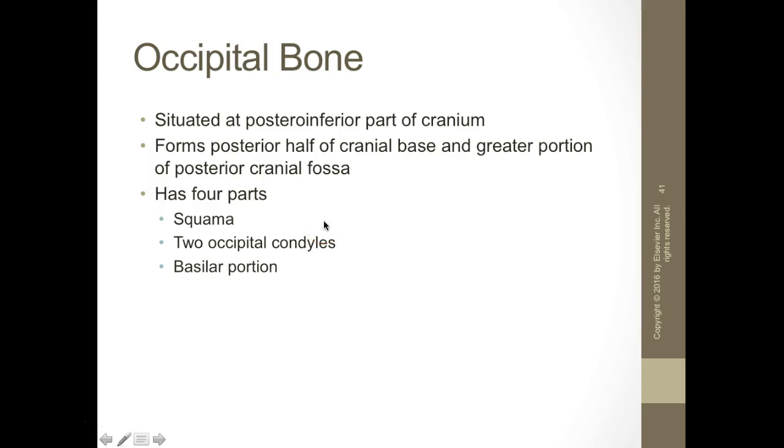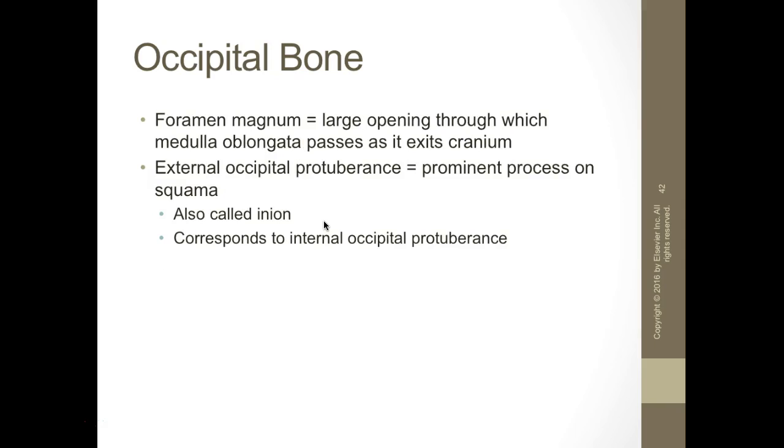So the occipital bone is situated at the posterior inferior part of the cranium, forms the posterior half of the cranial base and the greater portion of the posterior cranial fossa. It has 4 parts: the squamous, 2 occipital condyles, and the basilar portion. The foramen magnum is the largest opening where the medulla oblongata passes through to exit the cranium to form the spinal cord.